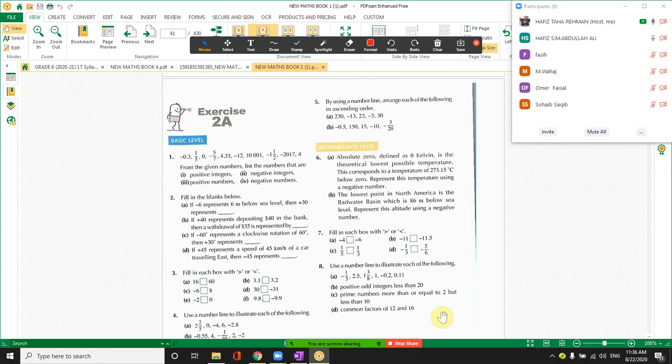Beta, 1 upon 3. No, right now only Bahaj should answer. So Bahaj, unmute yourself and tell me which value is smallest among all.